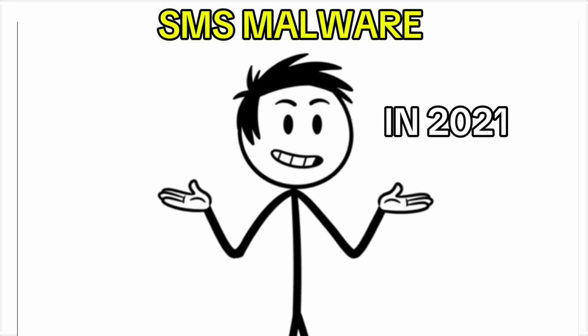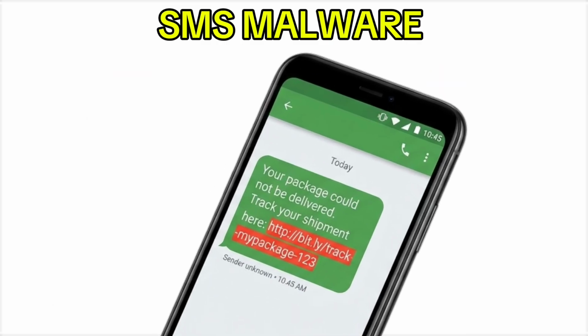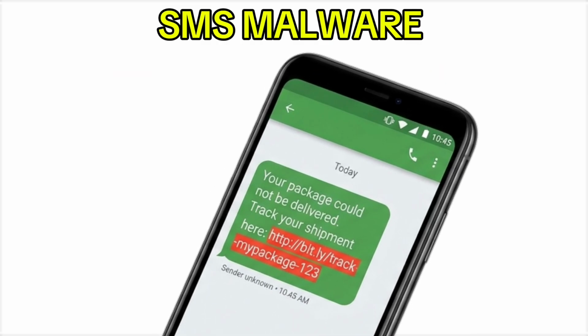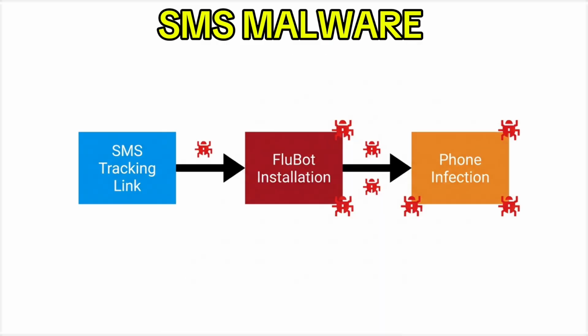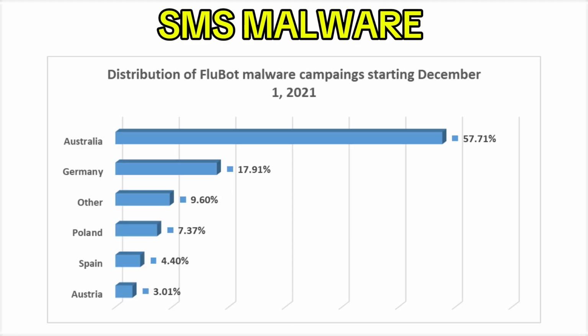In 2021, a powerful SMS malware called FluBot swept across Europe like wildfire. It started in Spain and quickly spread to Germany, the UK, Poland, and Australia. Victims received a text message saying their package could not be delivered, with a link to track it. Clicking the link installed the malware. FluBot then sent the same fake message to every contact on the infected phone. Within weeks, millions of devices were affected.